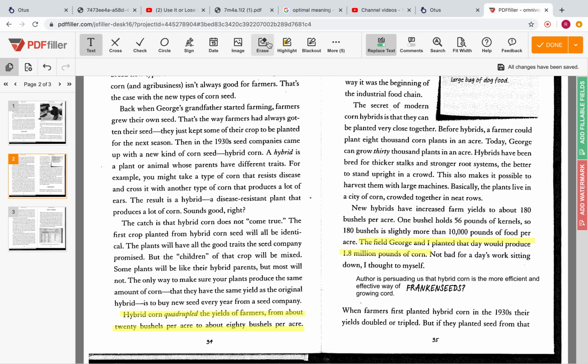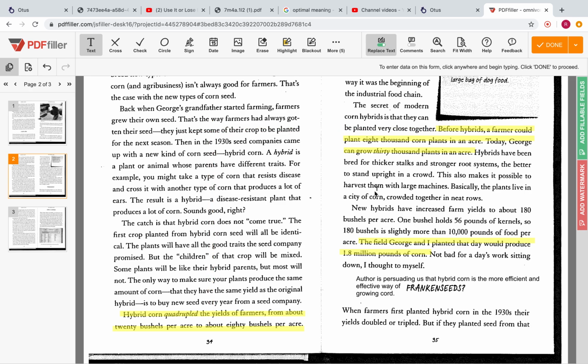Once again, I'm actually going to highlight one more where it says before hybrids, a farmer could plant 8,000 corn plants in an acre. Today, George can grow 30,000 plants in an acre. Once again, we see a little compare and contrast there to show how hybrids are better, right? How more corn plants can be planted now since using hybrids as opposed to before when farmers had to get their own seed.